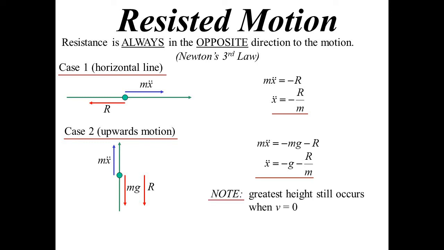Just because we've got resistance doesn't change the physics of the situation. I mean, the greatest height will still occur when the velocity is equal to zero. That's not going to change. All those sorts of things are still the same.